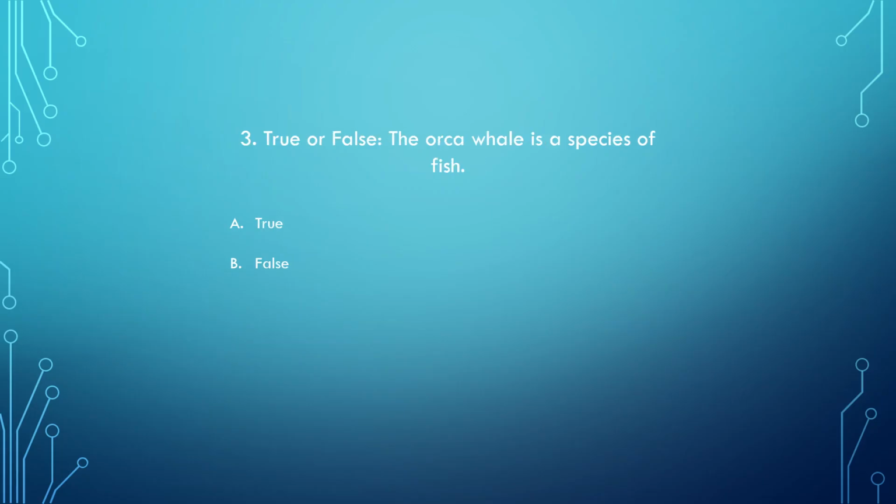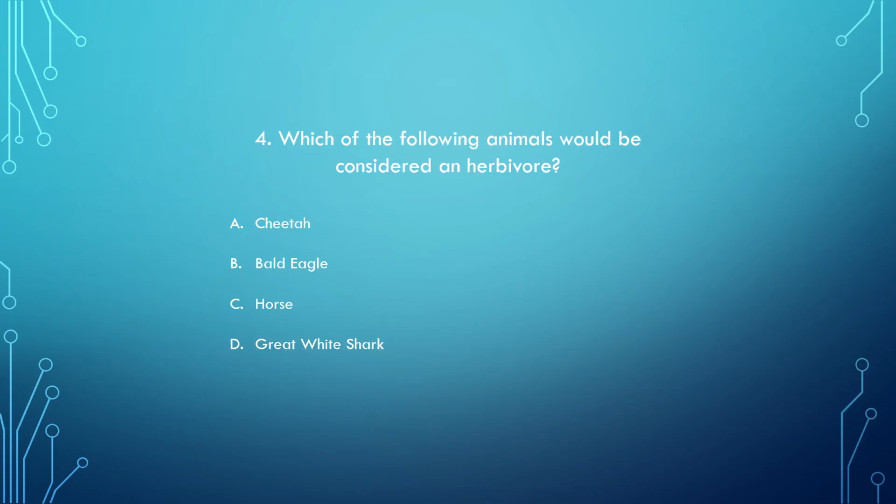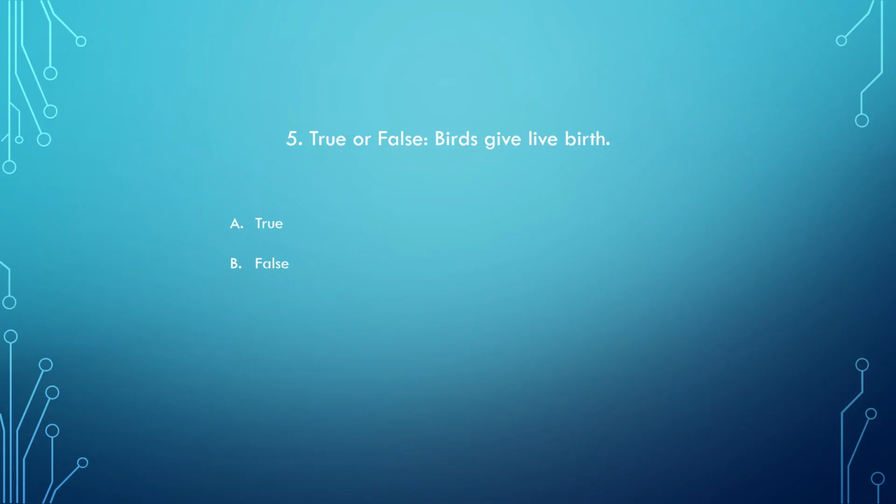3, true or false? The orca whale is a species of fish. Number 4, which of the following animals would be considered an herbivore? Is it A, the cheetah, B, bald eagle, C, a horse, or D, the great white shark? And finally, true or false, birds give live birth.